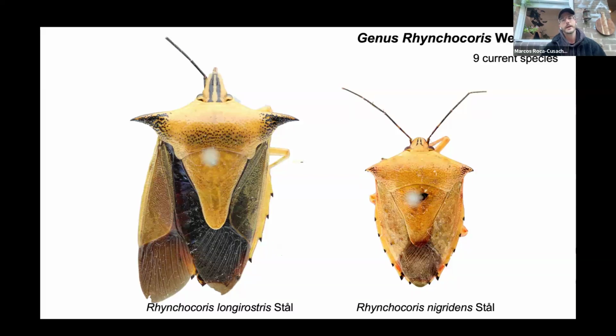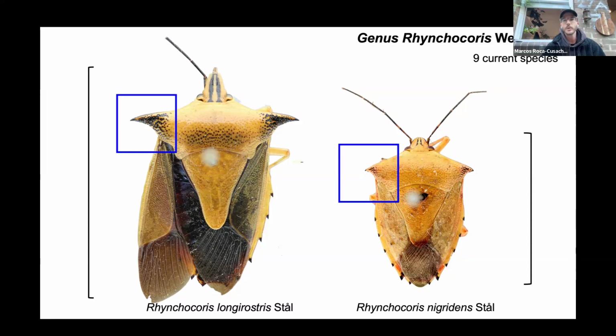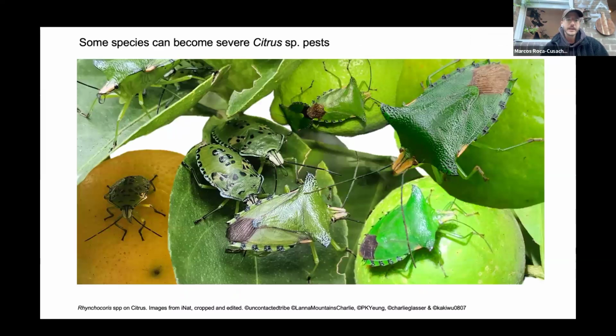The genus is defined by having a greenish, yellowish coloration. The species are medium to large size. They all show this greatly enlarged spiny humeral angle. And what clearly groups all these species together is the presence of black markings on the head. Additionally, some of the species, in particular Rhynchocoris humeralis, but some other closely related species too, are important pests on citrus, which makes them an important species to be aware of.